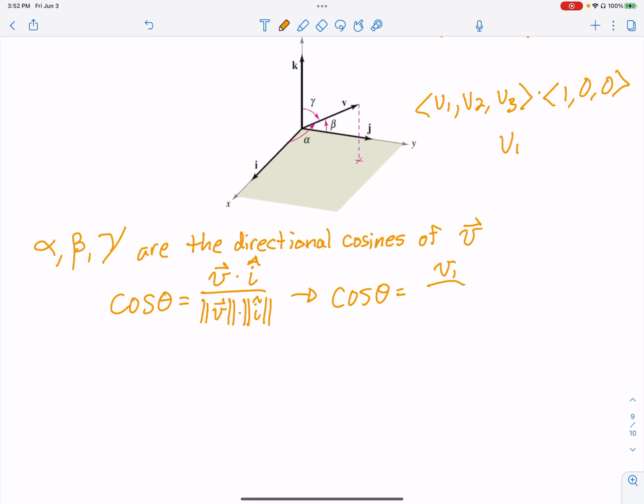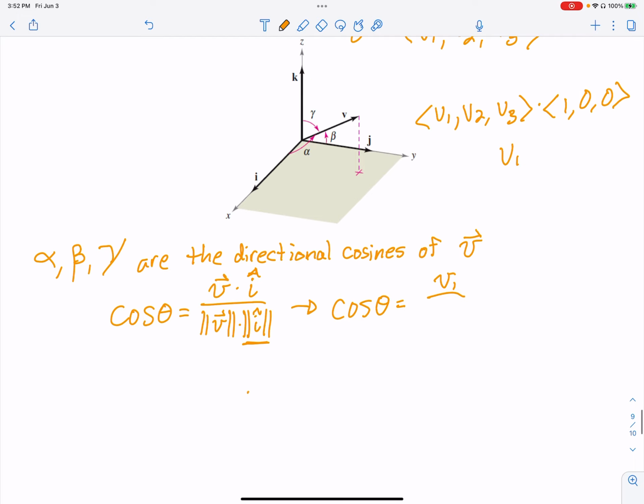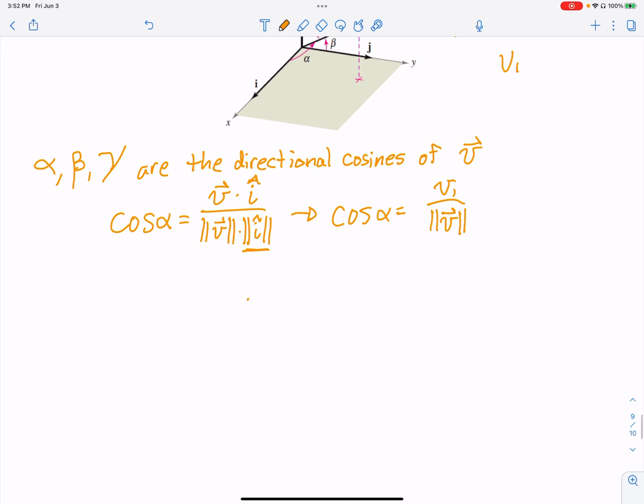It's not even v anymore, it's just the first component of v. The bottom, the magnitude of i, since i is a unit vector, the magnitude is 1. So we just have cosine, and it's not theta, it's cosine of alpha. It's that formula, but the actual angle is alpha. So we have cosine of alpha is v1 over the magnitude of v.